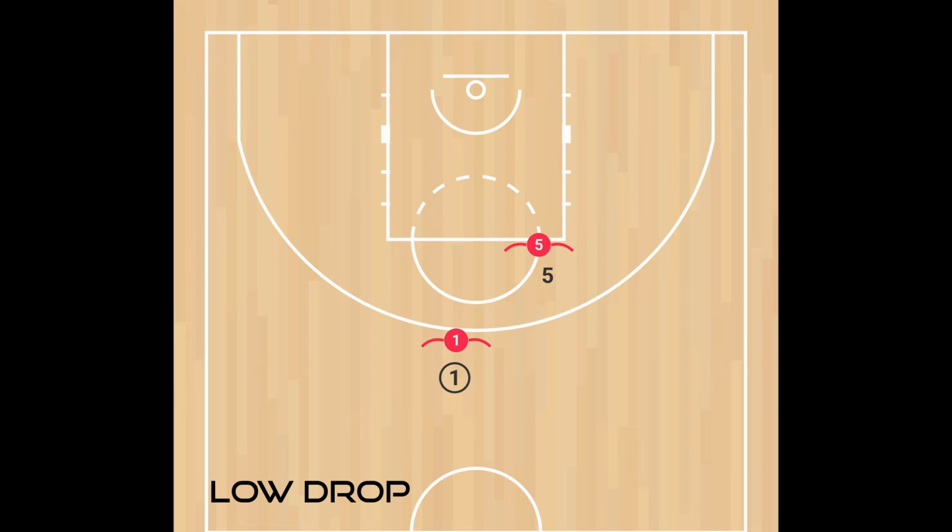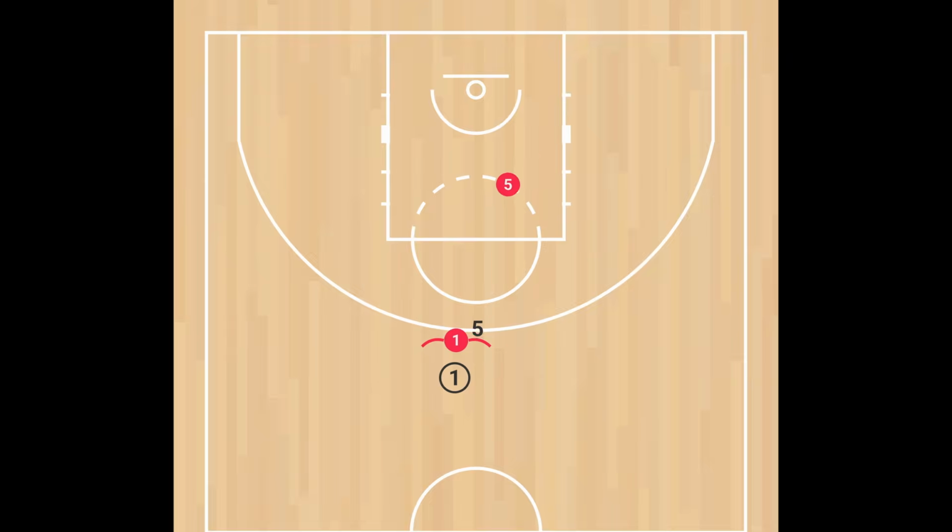In a low drop, the screener's defender stays deep to protect the rim and take away the roll. The on-ball defender fights over the screen and tries to recover, so the defense is basically saying, we'll give you space, but no layups. Let's look at two simple solutions to counter the low drop defense.